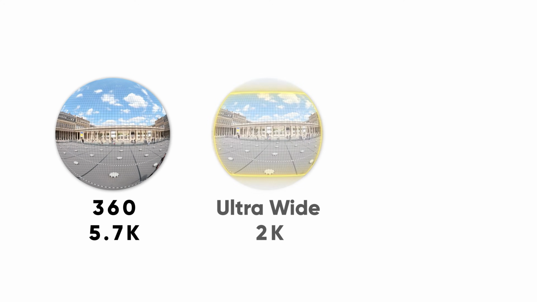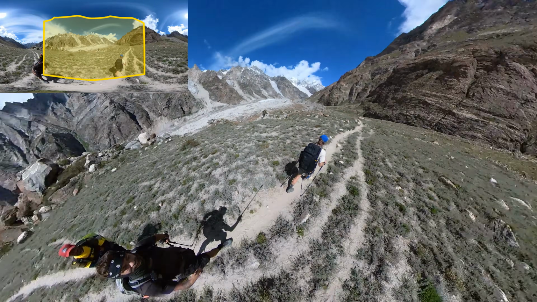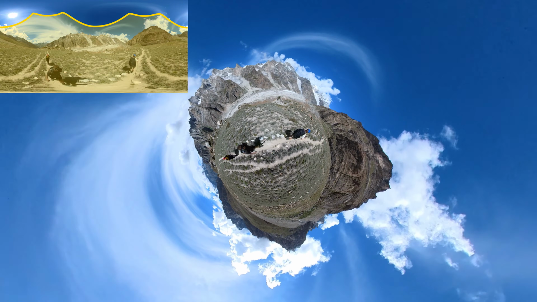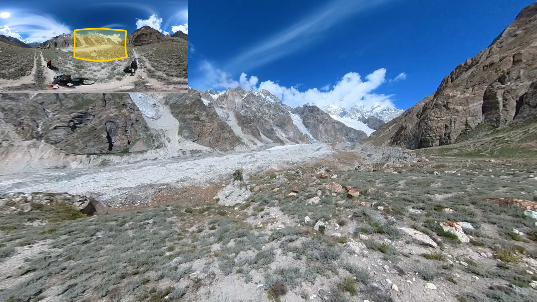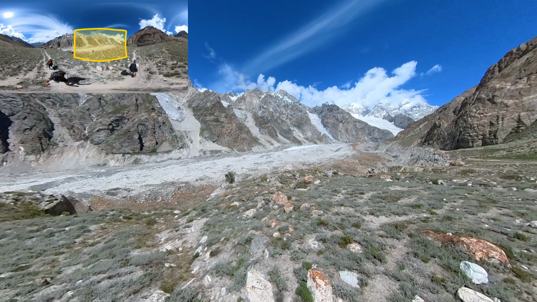Another factor that affects the clarity of a 360 video is the field of view, FOV. If you choose a wide FOV, you'll utilize more of the image and the clarity will be higher. If you select a narrow FOV, this uses a smaller part of the image and the clarity will be lower.